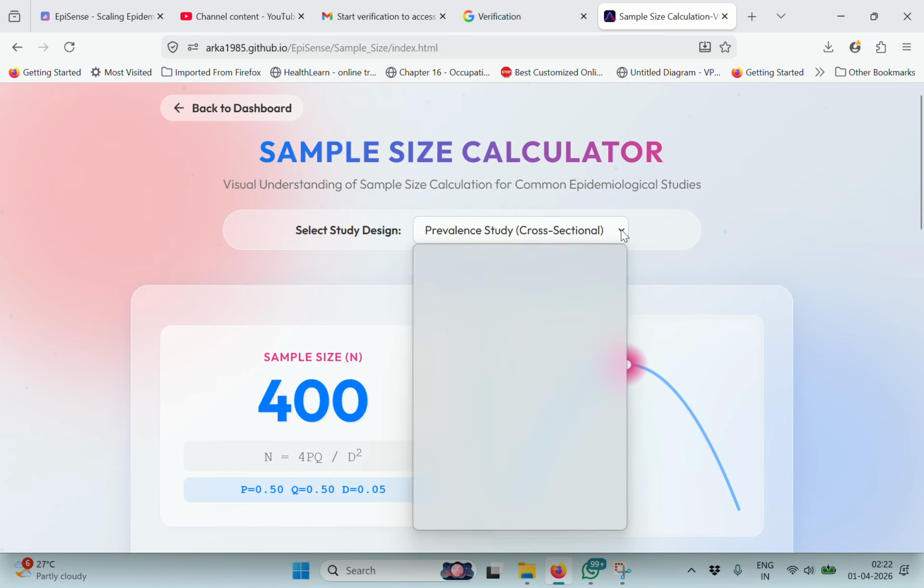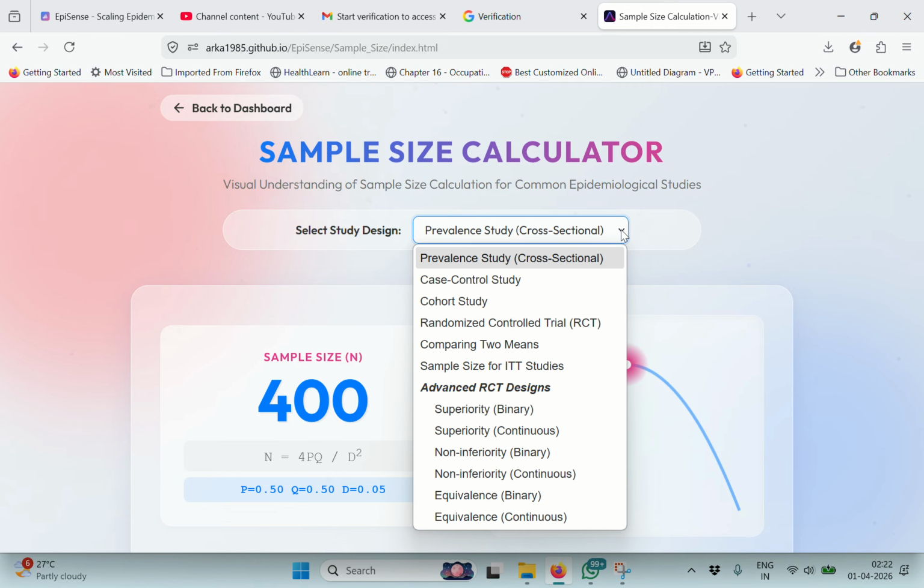The first thing is a drop down. You can select based on your study design, whether it is cross sectional, case control, cohort, randomized control trial, comparison of two means, sample size for ITT studies, or different advanced RCT designs, including superiority with continuous variable and binary variable, then non-inferiority binary and continuous, and equivalence binary and continuous.